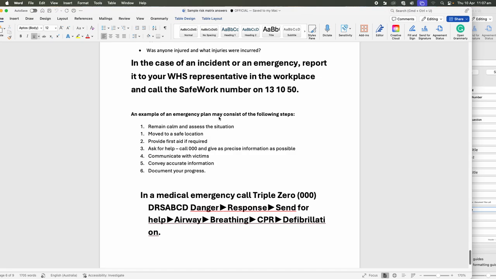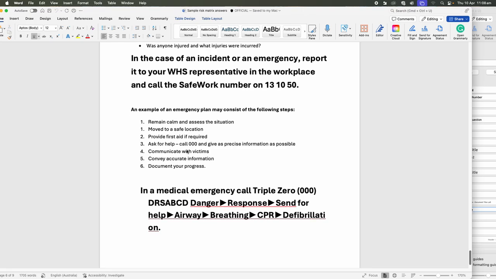The idea is that you remain calm, and if it's possible to move people to a safe location, you do. If it's possible to provide first aid, you do, but if you're not qualified and you don't know what to do, you can at least check the airway. If you've got a first aid certificate, you might know a little bit more, but you should be taking your instructions from the 000. Particularly if somebody's got a spinal injury, you don't want to be rolling them over and doing stuff that might make it worse.